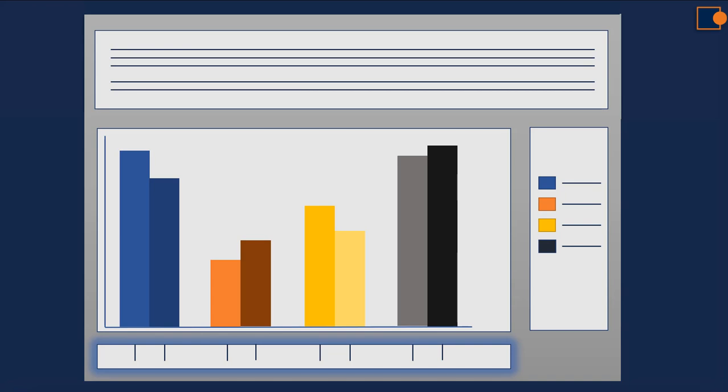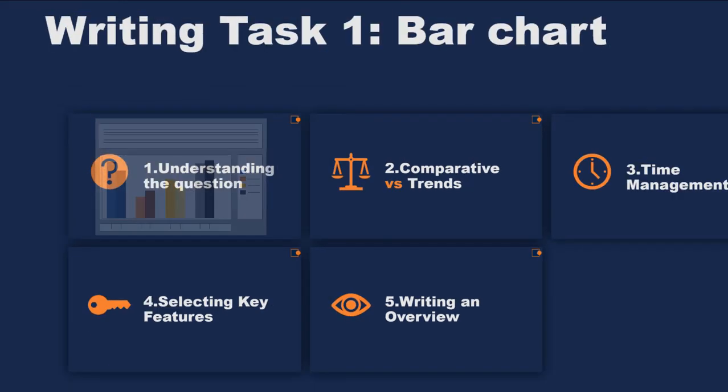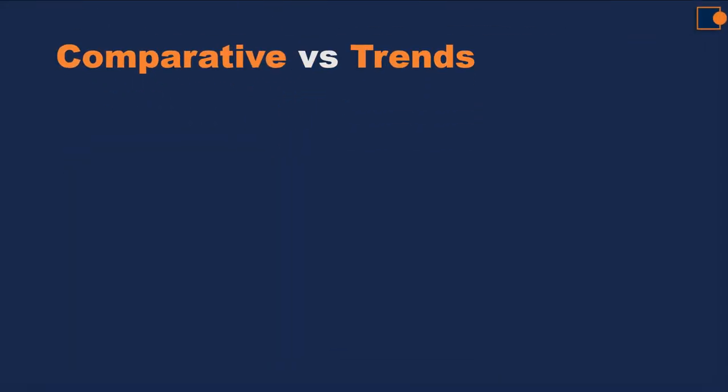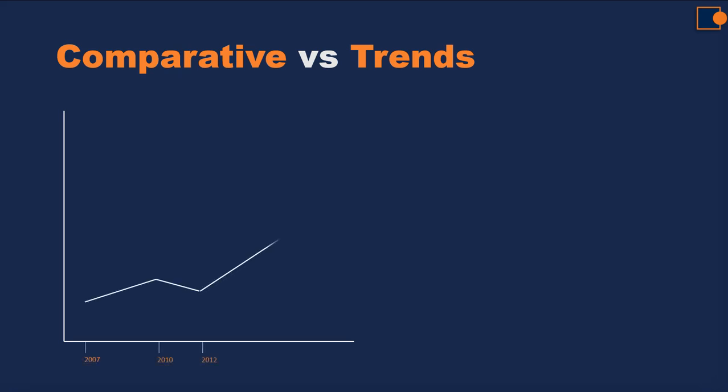And since I've explained to you about comparative and trends, or the change over time, let me explain what this actually means. Before that, I'm going to explain in more detail. So, what are comparative types of essays in Task 1, and what are the trends? Trends is a synonym for change over a period.